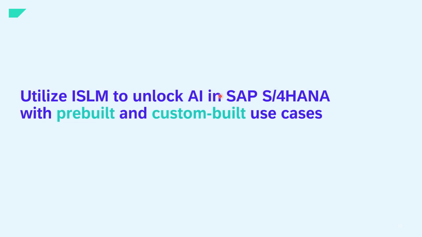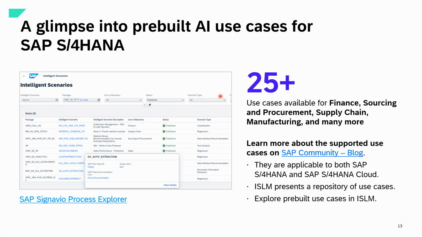Now that you know what ISLM is, let's take a look at what it does for you. When you get ISLM, SAP already ships more than 25 intelligent scenarios for you, which are ready for your consumption. They come out of different LOBs like finance, sourcing and procurement, or manufacturing. You can discover all of these intelligent use cases within the ISLM Fiori apps, which we will also see later in the demo. And you can use the ISLM Intelligent Scenarios app to find out more information about all of these intelligent scenarios. But let me bring one more point to your attention.